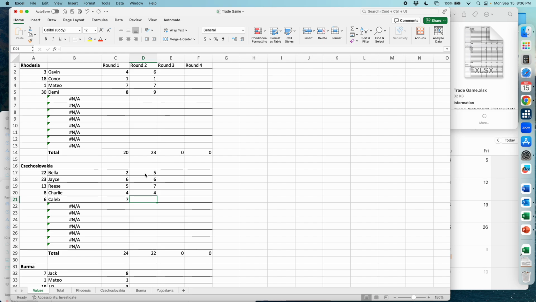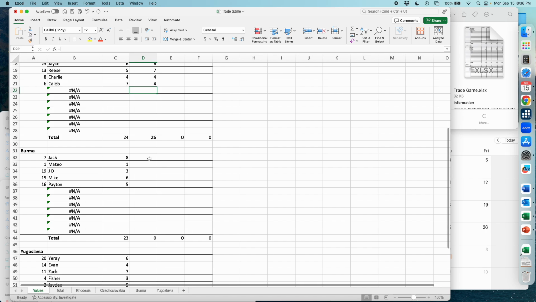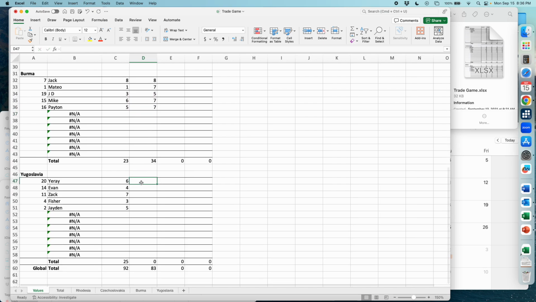Now, occasionally I have a student that just wants to be a party pooper and will basically make a trade, and they're like, no, this stinks, right? They'll be like, I'm a 4. That's fine. Just put it down there. There's enough students where it's not going to affect the result. So maybe Jack stays at an 8. Mateo finally got rid of his bubbles. Maybe he goes up to a 7. JD goes up to a 5. Mike goes up to a 7. Peyton goes up to a 7. And then Jure goes up to a 7, let's say. And Evan goes up to 6. Zach goes all the way up to 9. Fisher goes from a 3 to a 5. And Jaden stays at a 5.